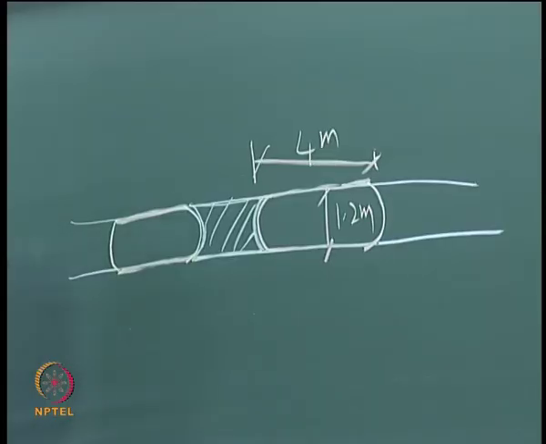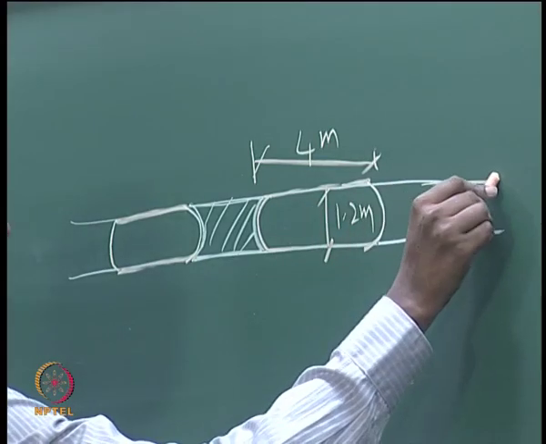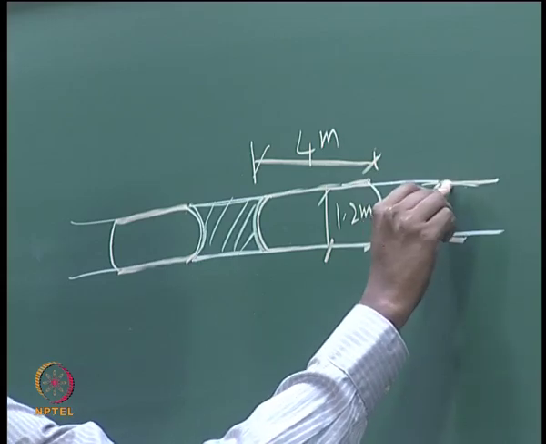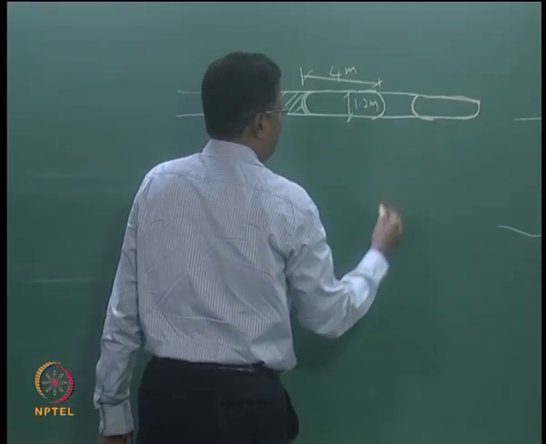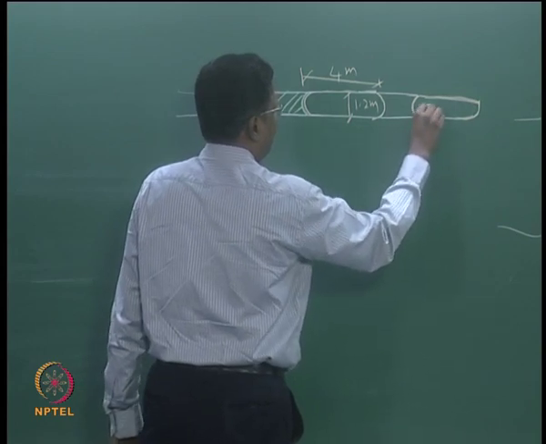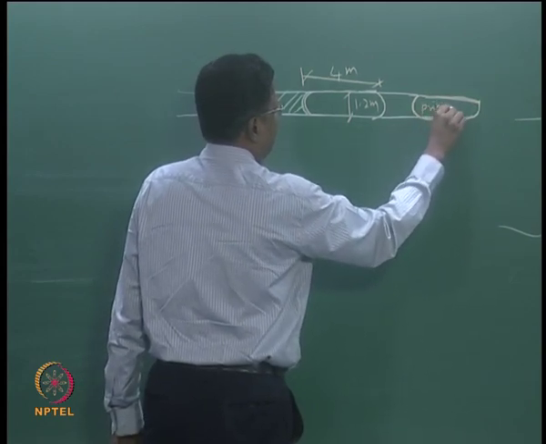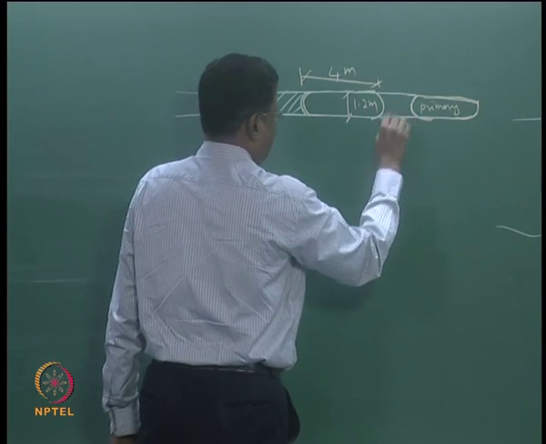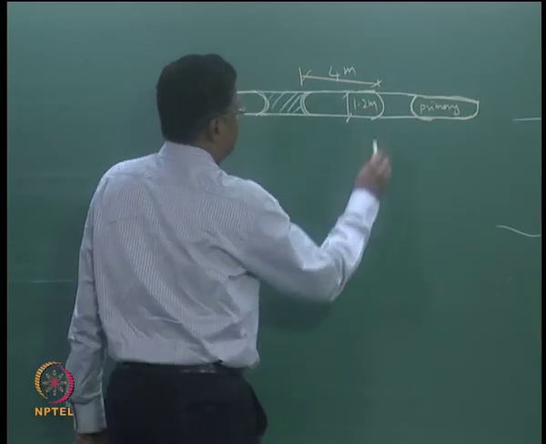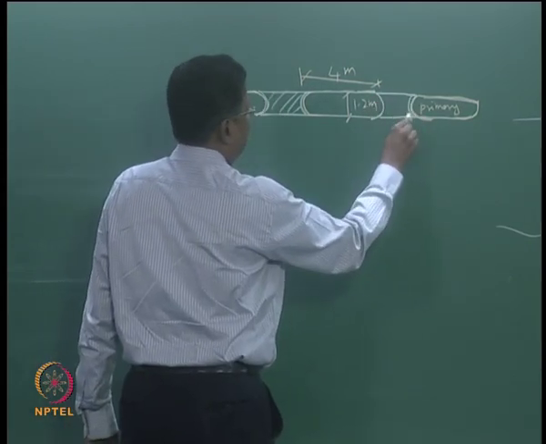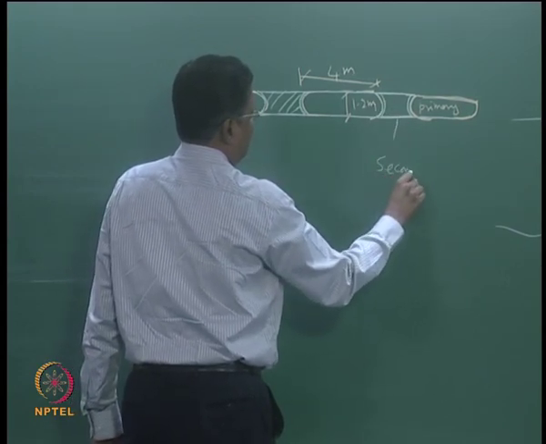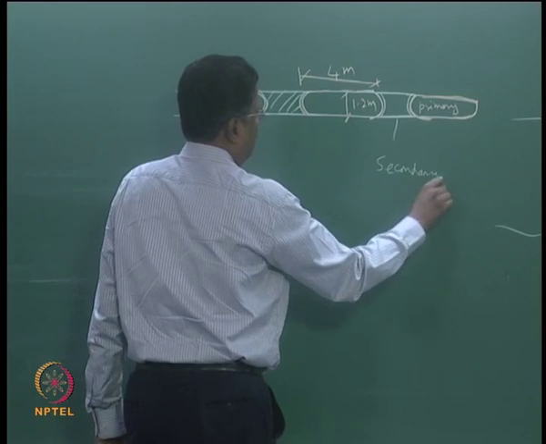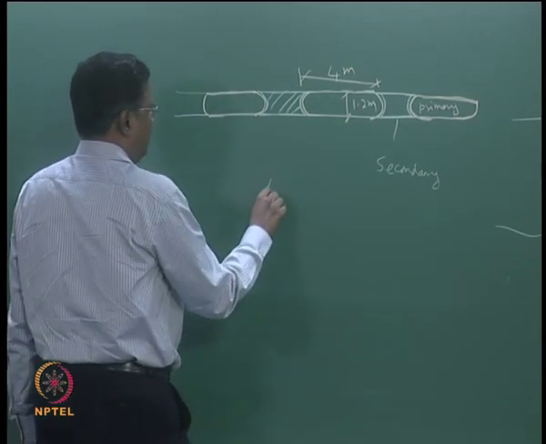So they will first complete the primary panels, then secondary panels. So these are primary panels, these panels are secondary panels. In between, what they do is, this is called as alternate panel method.